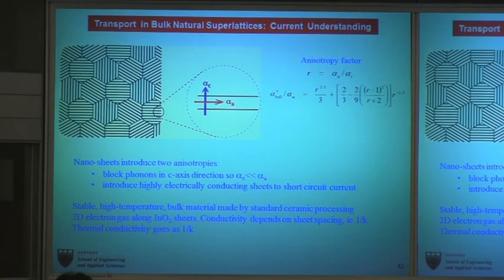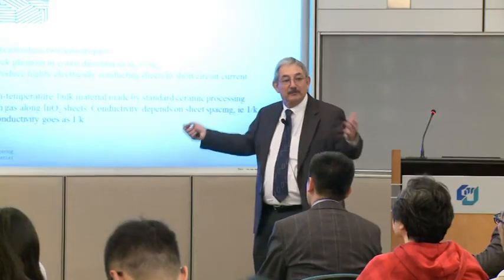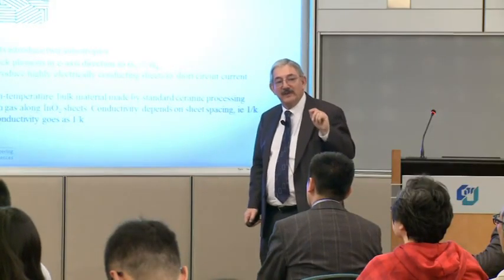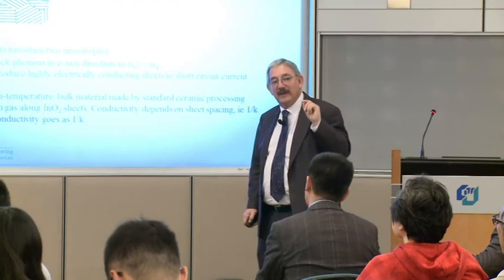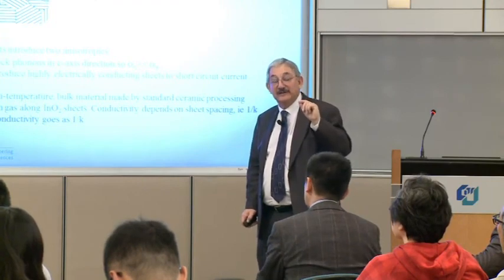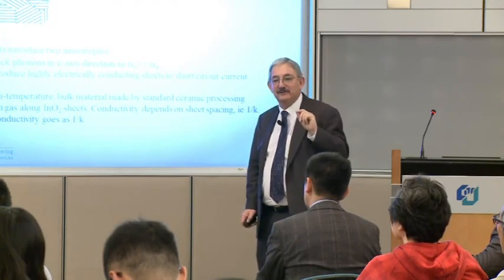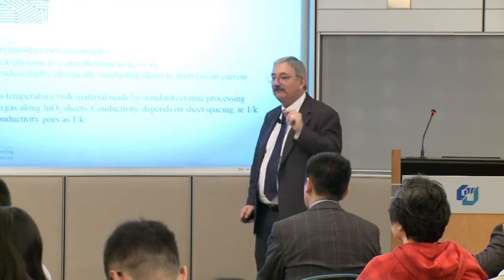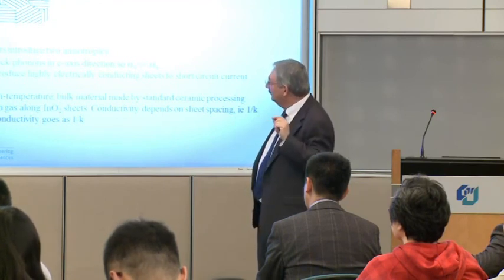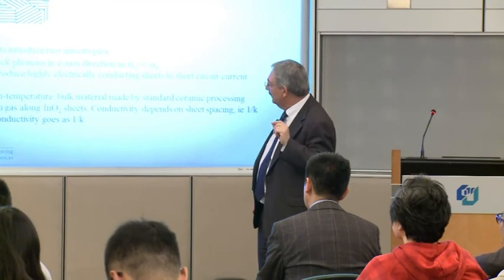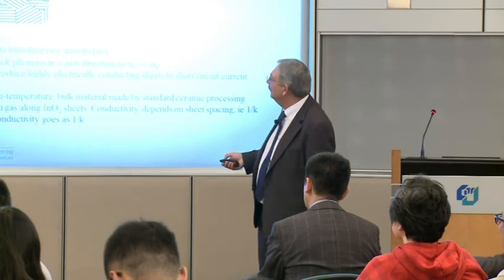You can also use the same formulation to describe the electrical conductivity of this polycrystalline material. And the interesting thing is these layers act as short circuit shunts. So grain boundaries are much less effective in these materials as far as electron transport. And I've already mentioned these are stable structures.